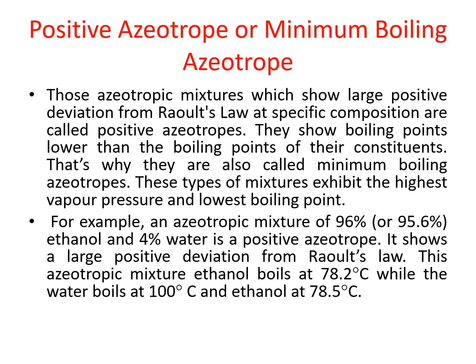For example, an azeotropic mixture of 96% ethanol and 4% water is a positive azeotrope. It shows a large deviation from Raoult's law. This azeotropic mixture has a boiling point of 78.2 degrees Celsius, whereas water boils at 100 degrees and ethanol boils at 78.5 degrees.